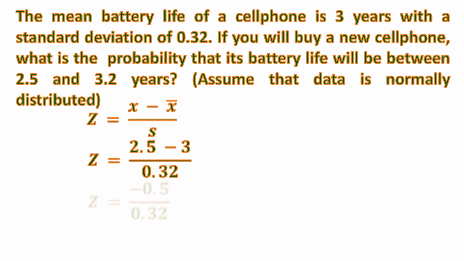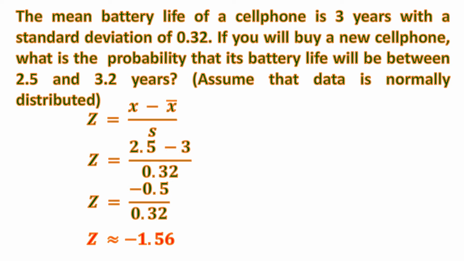And then we are going to simplify the top first. 2.5 minus 3 is negative 0.5. Then we'll divide negative 0.5 by 0.32. So it will be approximately equal to negative 1.56. If the answer is very long, we always round to 2 decimal places because the z value is only up to 2 decimal places based on the z table. So this is the z value for x equals 2.5.